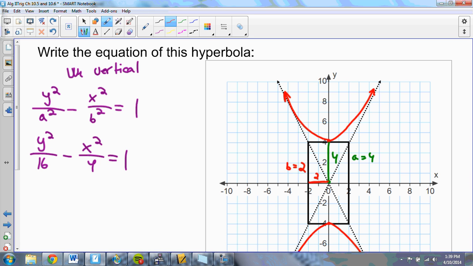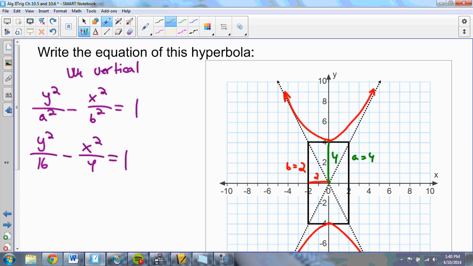Yeah? You said that a is not always the longer one, so how do you know which one's a and which one's b? a is whichever one comes first. a always comes underneath whichever one's coming first. Because it was a vertical orientation, a was the vertical one. Had it been a horizontal orientation, a would be the horizontal one.